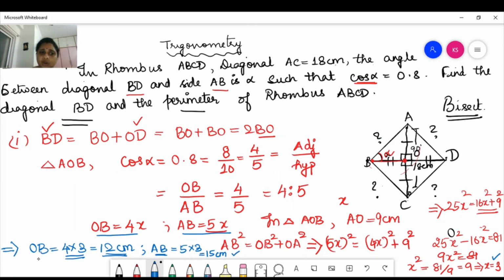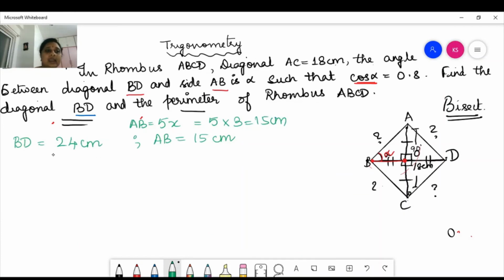So we have found out OB, but we are supposed to find out BD. We have a relation here that says BD is equal to twice OB or BO, right? Both are the same line segment. So BD is going to be twice OB, that's 2 times 12, that's 24 centimeters.